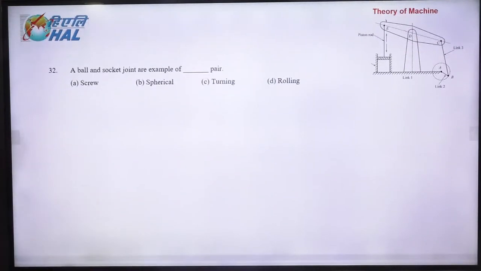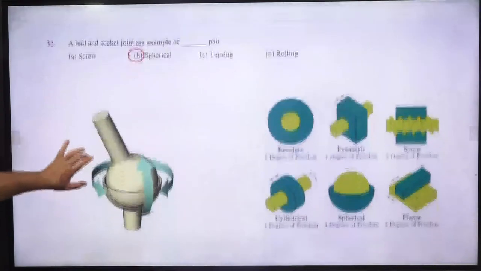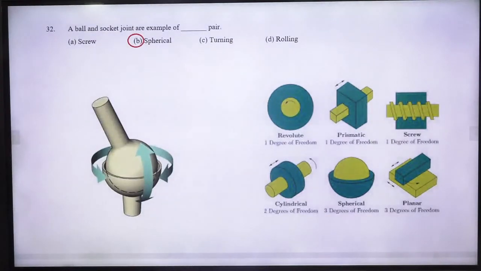Ball and socket joint is example of which of the following pairs? Yes, what is the answer for that? This is the spherical pair. And how many degrees of freedom? There are 3 degrees of freedom.